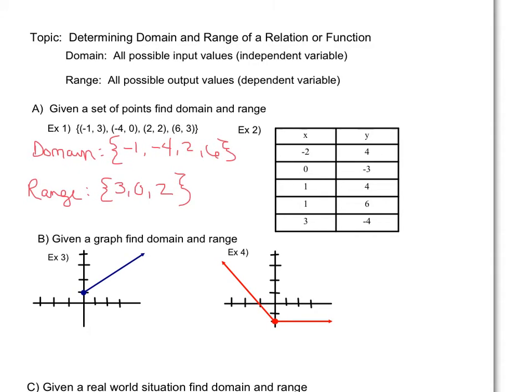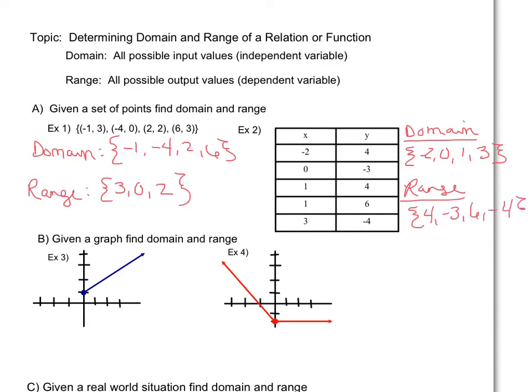On the second example, I'm asked to do the same thing. I just have to find the domain and range. So finding my domain, again, my domain is my independent variable or my input, and because y depends on x, my domain is going to be my x values. So I'm going to go ahead and say -2, 0, 1, and 3. Again, notice I do not write the 1 twice. My range is just my y values. So I'm going to have a 4, a -3, got the 4 already, a 6, and a -4. So really all I'm doing is listing my x and my y values.